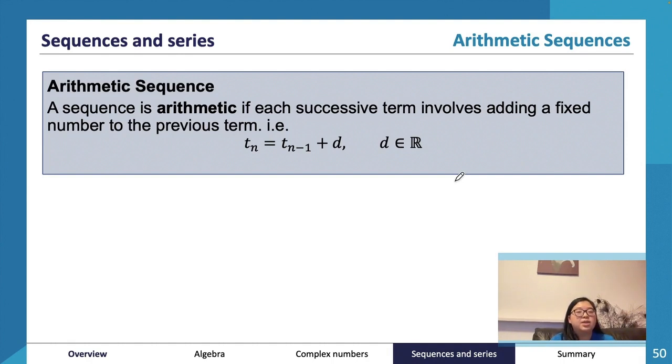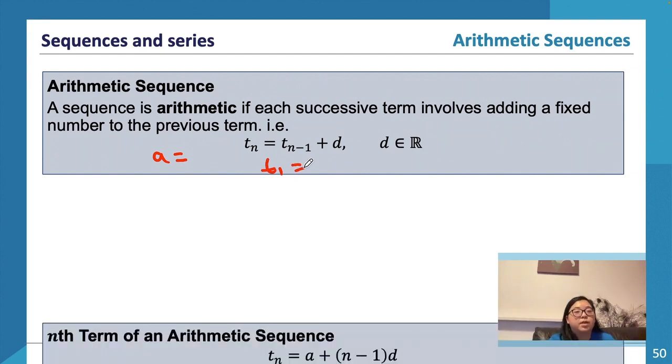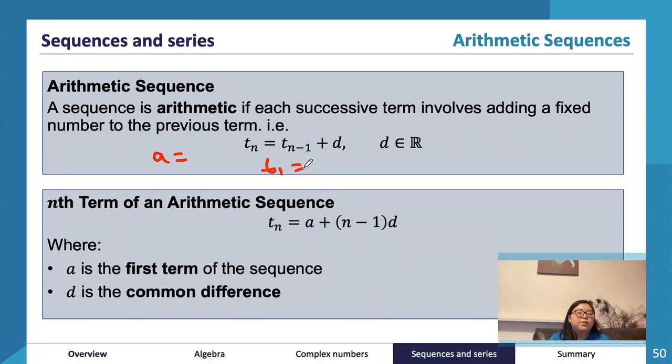Importantly here, we need to tell them what term we started on in terms of the recurrence relation, because if we don't tell them what term we actually start on, we don't really have any term to start on. So we always need to tell them what a is, and a is the first number in the sequence, or we need to tell them what t1 is. So this is called a recurrence relation, and this is called the rule, right?